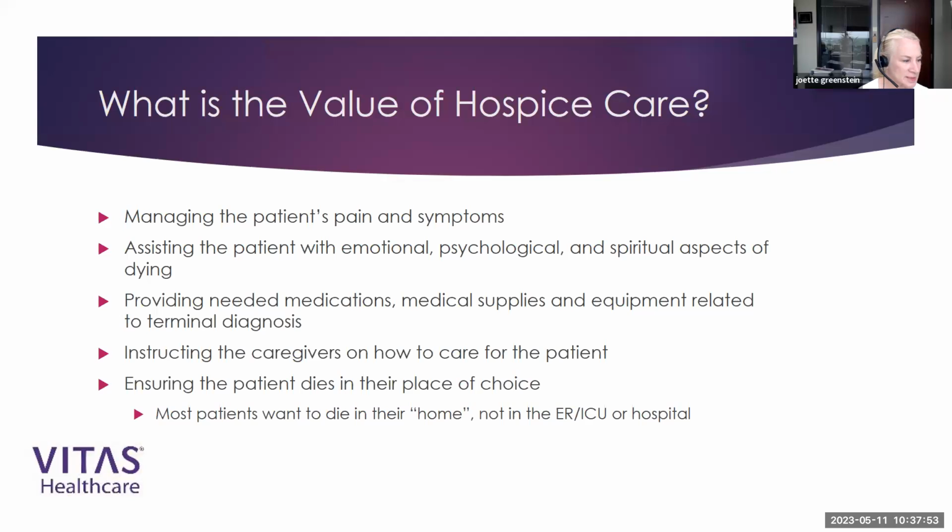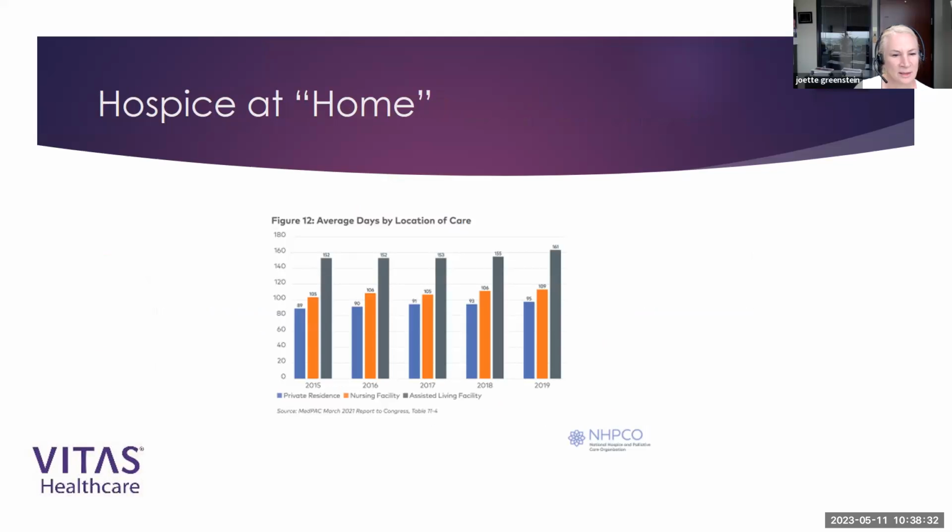And then our biggest aim is to ensure that the patient dies in their place of choice. If we were to interview 10 people, 9 out of 10 will say they want to die at home. Most patients do not want to die in an ER, an ICU, or a hospital. We know that. But unfortunately, if the patient keeps going out to the hospital, they're eventually going to die there. And so our goal is to get them on hospice so that we can keep them at home, whatever their home is. And this next slide shows that hospice is at home.